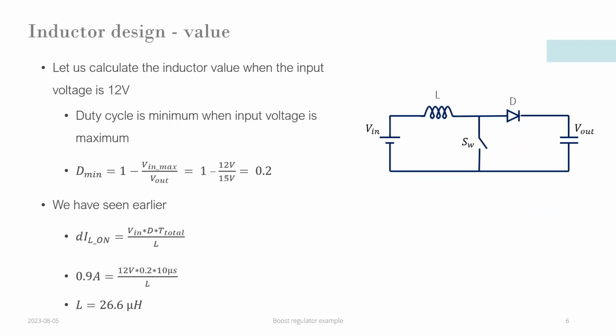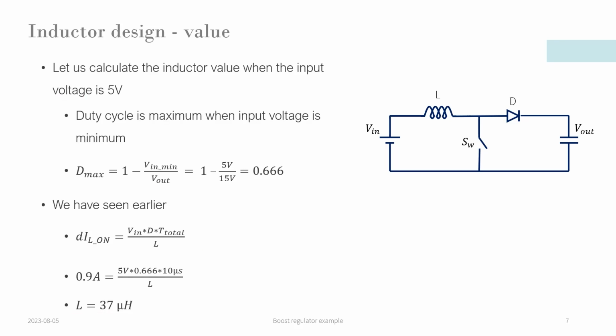Let us now calculate the inductor value when input voltage is 12 volt. Duty cycle is minimum when input voltage is maximum. Therefore, D minimum is given as 0.2. We have seen earlier the change in inductor current during switch turn on is given as delta IL on is equal to V in into D into T total divided by L. On substituting the known values, we get L is equal to 26.6 microhenry.